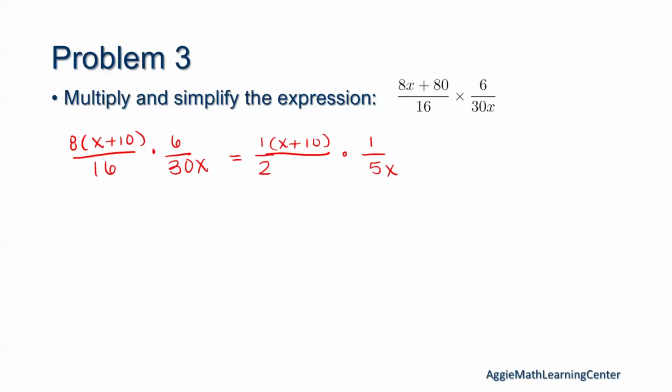Now I'm gonna multiply straight across. So now I'm gonna do x plus 10 times 1, which is still x plus 10. And then I have 2 times 5x. So I'm gonna multiply the constant parts together. So 10x.